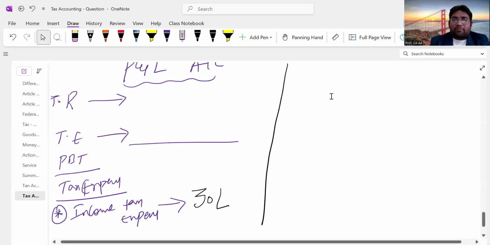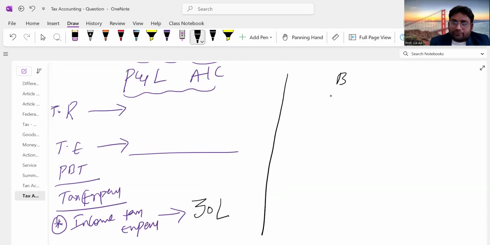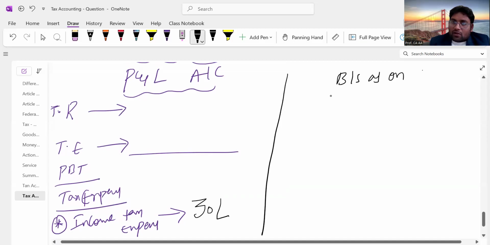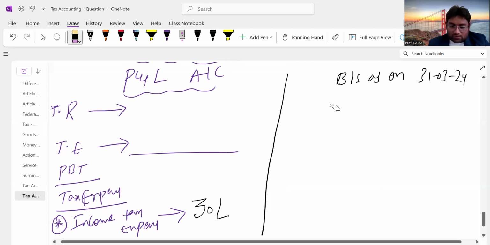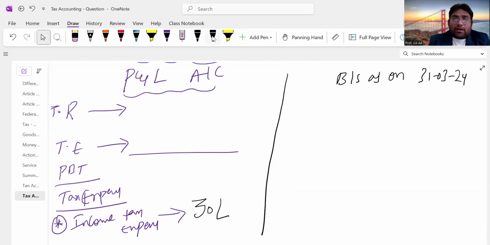Now let me draw the balance sheet also. Balance sheet as on 31st March 2024. Here we have liabilities. First, as you know, you will get equity. Then you will get non-current liabilities. Then we will be having current liabilities.